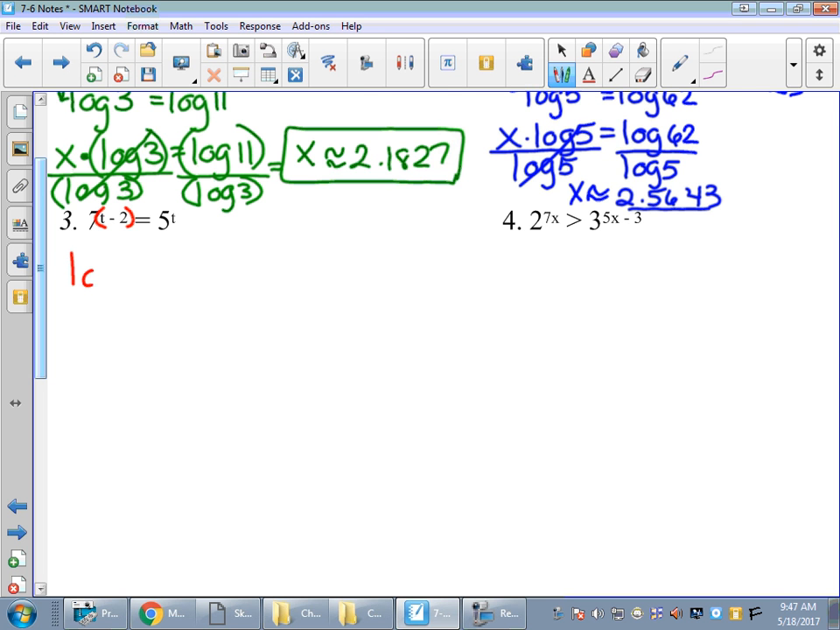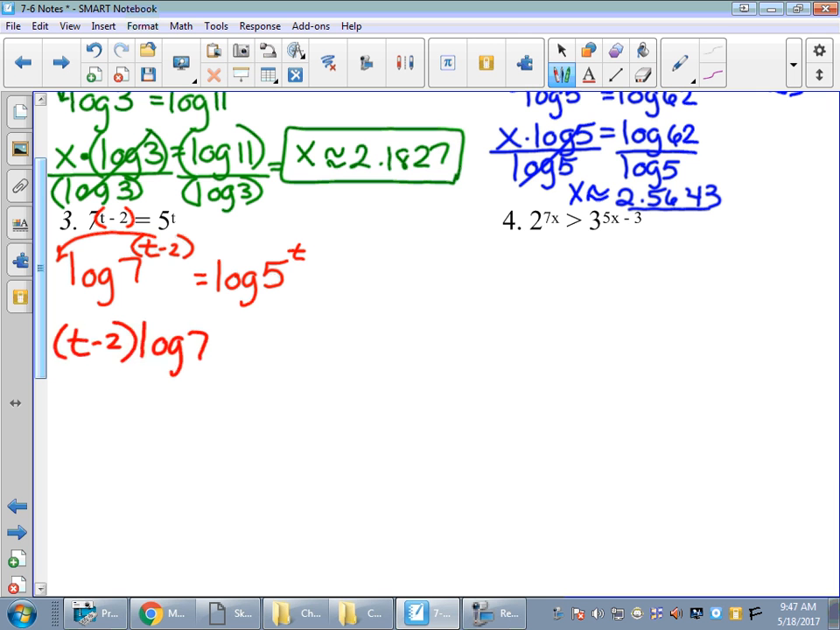So bring in common logs, log of 7 to the t minus 2, I'm going to put that in parentheses, is equal to log of 5 to the t. Since the variable's on both sides and it's the exponent, I need to bring that down. So I'm going to use the power property to bring it down. I'll leave it in parentheses since it's a quantity. And then I'm going to bring this one down, t times log of 5.